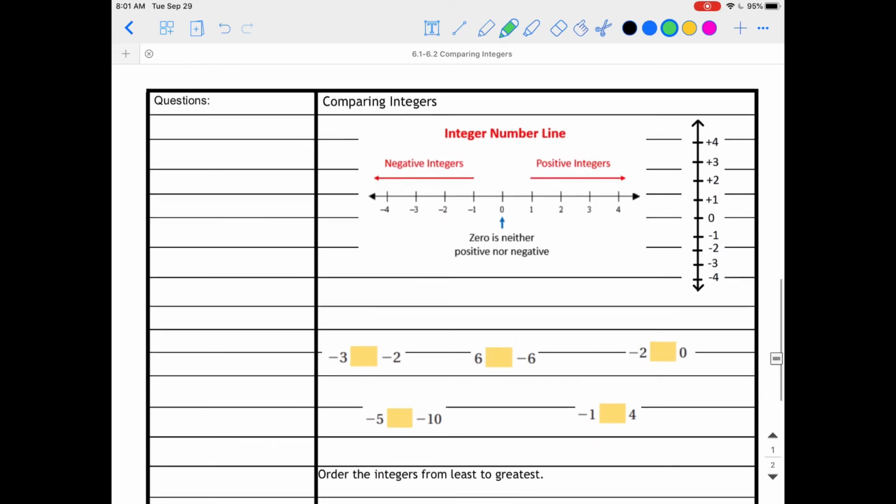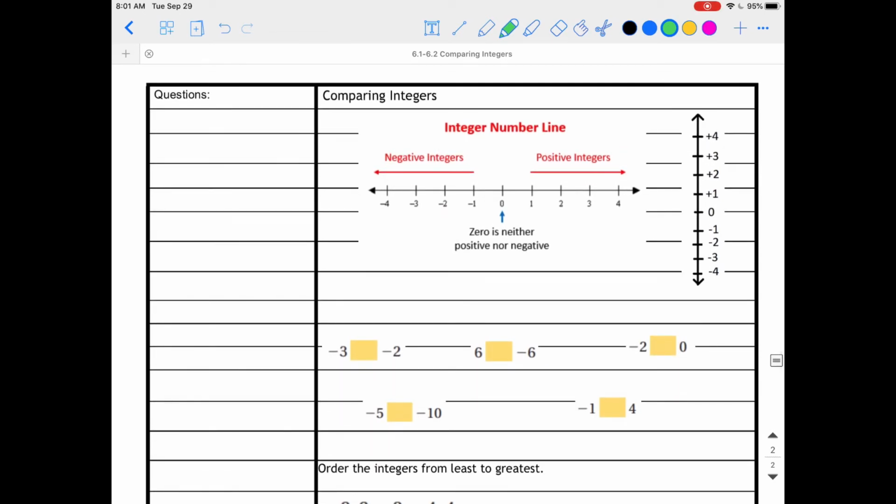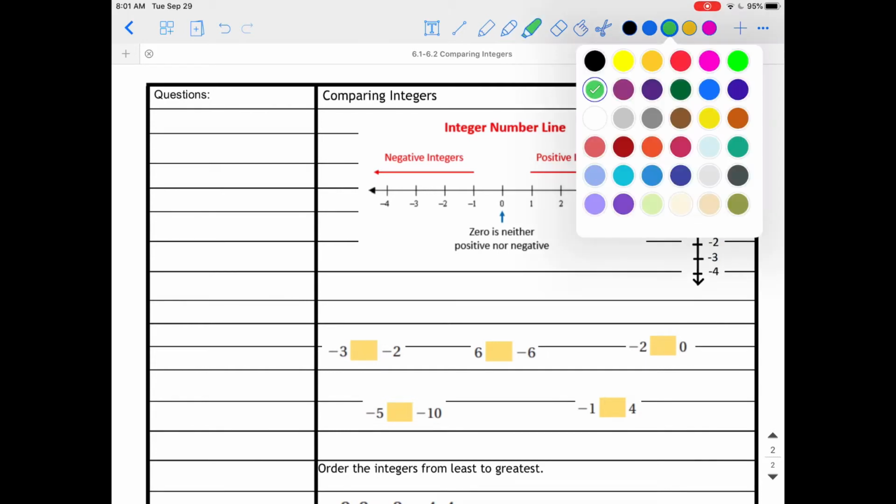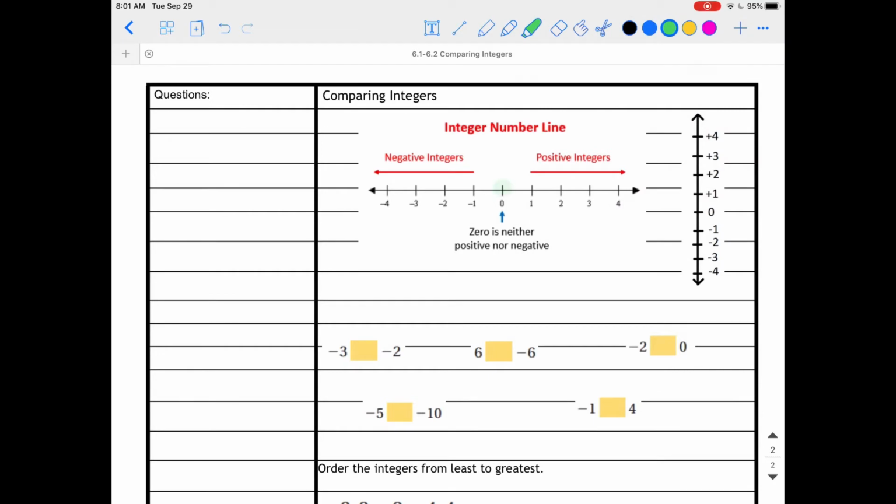And now we are moving on to section 6.2, which is actually comparing integers. So in this section, we will talk about which integers are greater and how to know when something is bigger or smaller. So this is similar to our diagram above when we talked about positive and negative integers. So positive integers, remember, we're going to be on the right of 0, and they keep increasing as you go right. Whereas negative are on the left, and they keep decreasing as you go left.